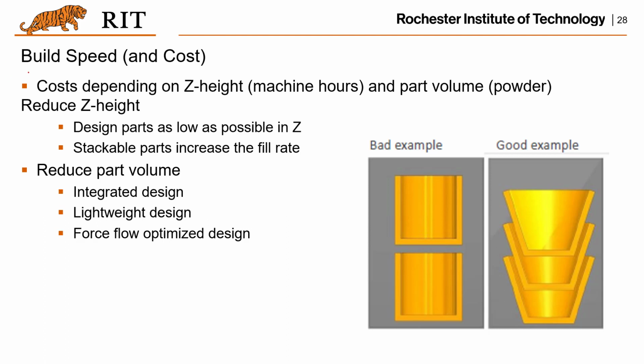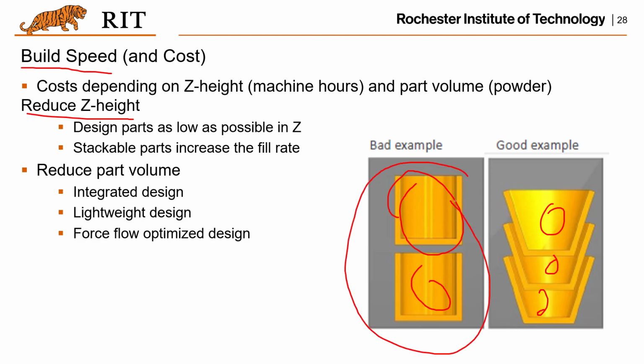Another consideration is building speed. Basically, you always want to reduce the Z height. For example, if you design a part like this or something like this, in this case you cannot nest them together, and you have a higher Z height. And for this one, you could just nest them together such that the Z height is reduced.